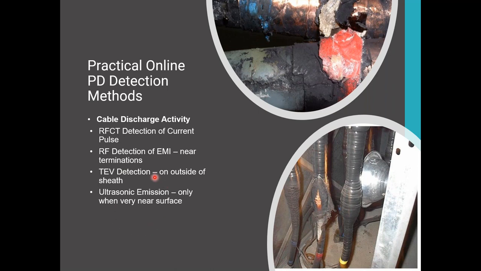And ultrasonic, if it's very near the surface, or if it's at a termination, yeah, you can detect it. But if it's mid-span in the cable, you've got your outer sheaths, you've got your layers of your cables that are wrapped around it, the ultrasonic doesn't have a clear path out. So you typically can't pick it up, or it's so attenuated, you're not going to get a good detection of it mid-span cable. But it's very good on terminations and where the cables are exposed, where you can see them, for identifying location.